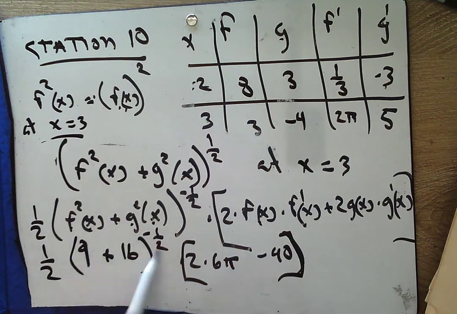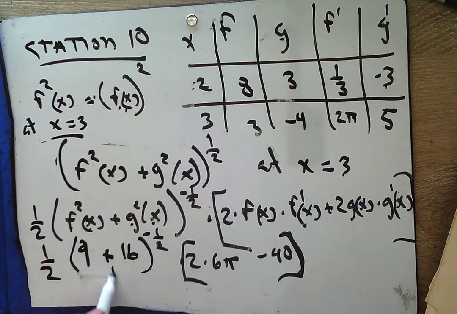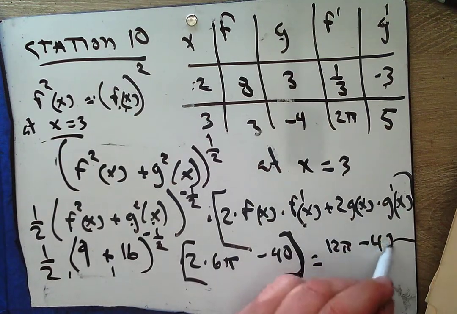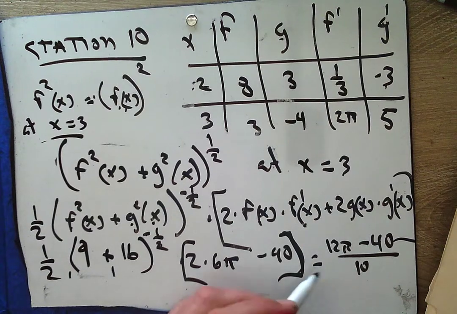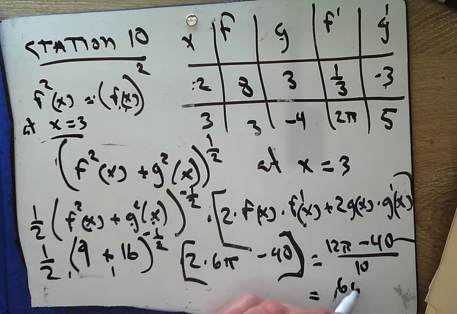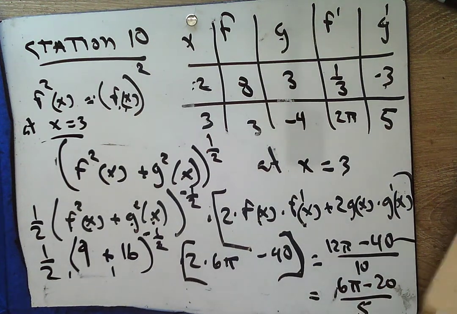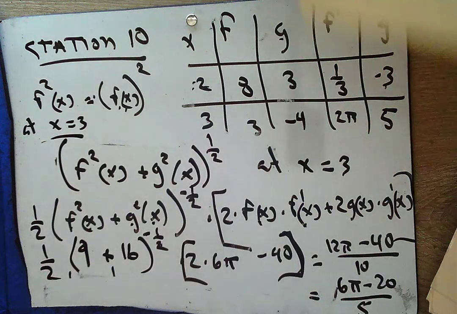All right, now what about this? Well, this is going to be 25. And this is 1 over the square root of 25. So 1 over the square root of 25 times 1 half. Well, that's 5 times 2, which is 10. And so I can rewrite this as 12 pi minus 40 over 10. And sure, I could take a 2 out of all of those, giving 6 pi minus 20 over 5. And I would probably stop there. Okey-doke. So that is exactly what I got last time.